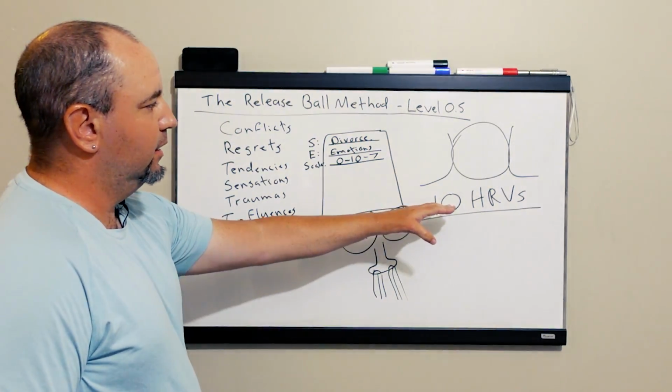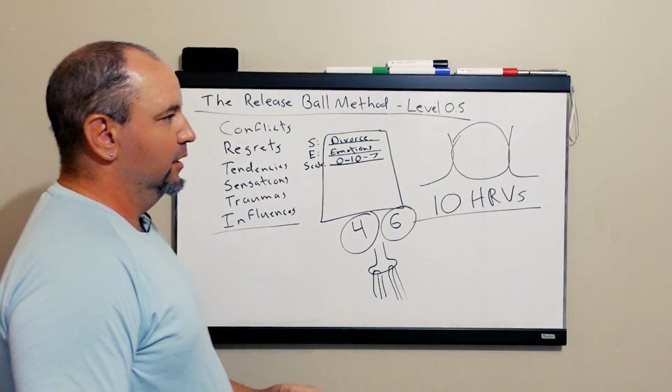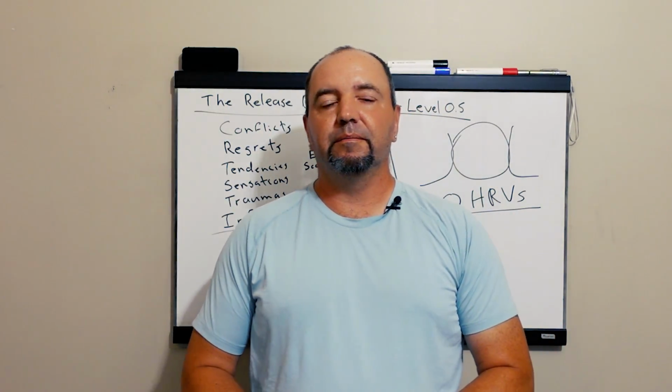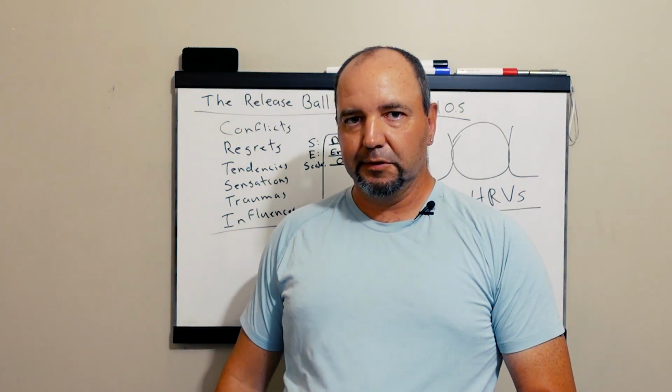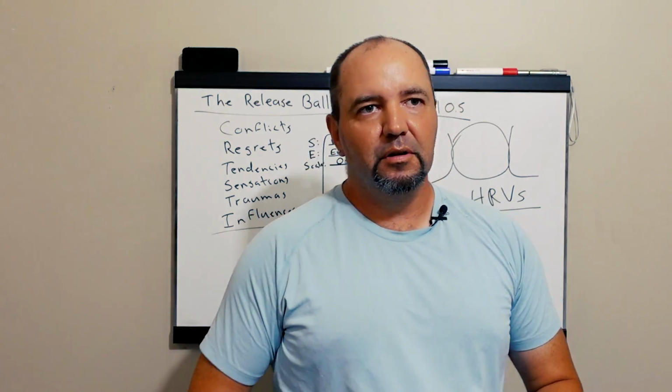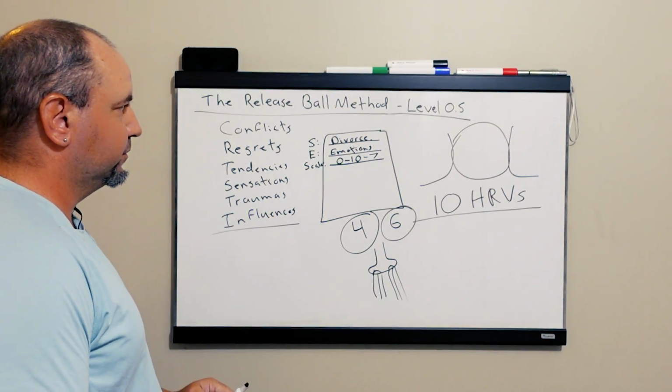After we do our 10 heart rate variability breaths, we're entering the subtle state of being. We're relaxing ourselves. We've stimulated the parasympathetic nervous system. Now we can go into the release ball method.